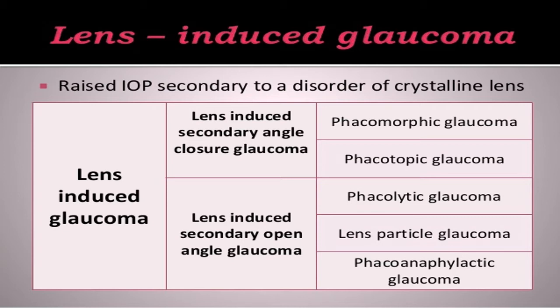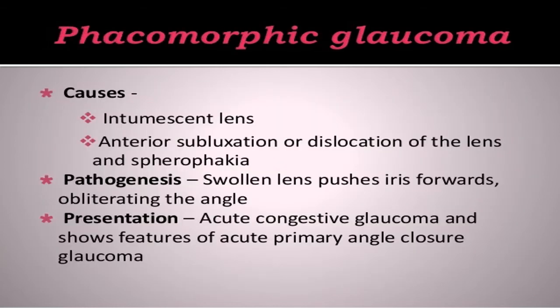In lens-induced glaucoma, there are again two varieties: angle closure and open angle. The angle closure types are phacomorphic glaucoma and phacotopic glaucoma. In open angle, there are phacolytic glaucoma, lens particle glaucoma, and phacoanaphylactic glaucoma. Lens causes open angle glaucoma when some lens particles clog the trabecular meshwork, thus raising the intraocular pressure. We'll see these types one by one.